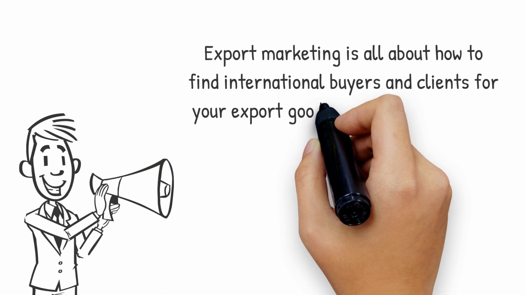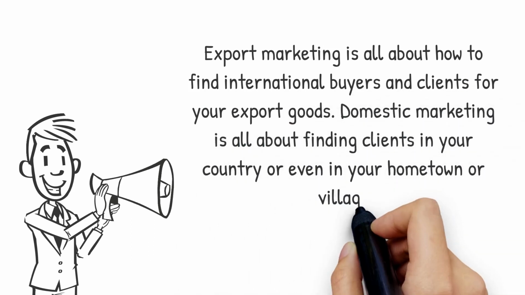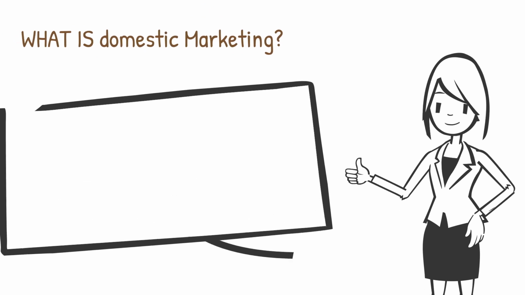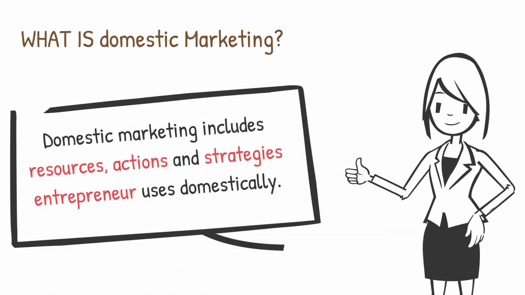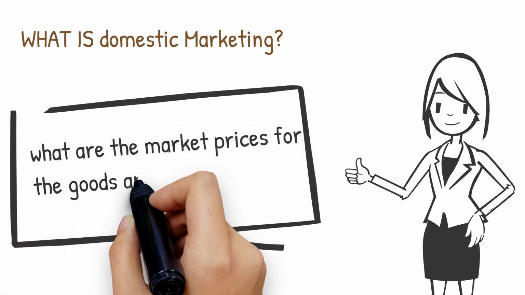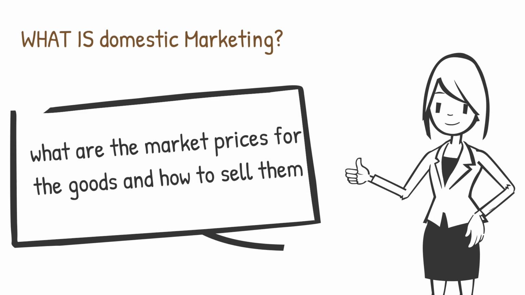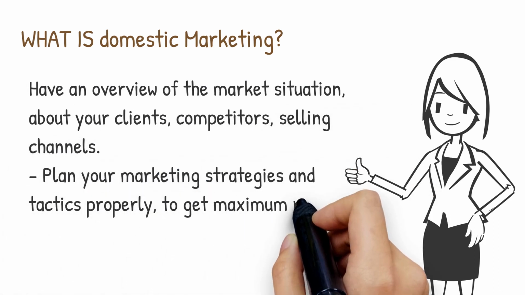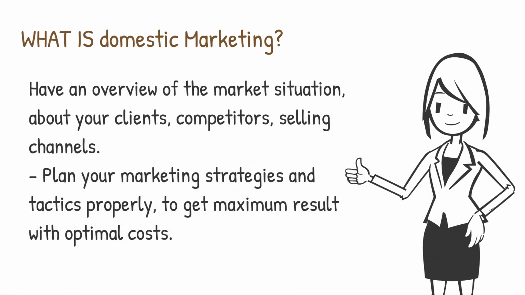In easy terms, export marketing is all about how to find international buyers and clients for your export goods. Domestic marketing is all about finding clients in your country or even in your hometown or village. Domestic marketing includes resources, actions and strategies which an entrepreneur uses domestically to make sure who the clients are, what they want, what the market prices for the goods are, and how to sell them. After research, you have an overview of the market situation, about your clients, competitors, selling channels. The next step is to plan your marketing strategies and tactics properly, to get maximum result with optimal costs.